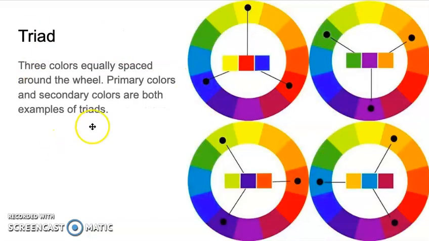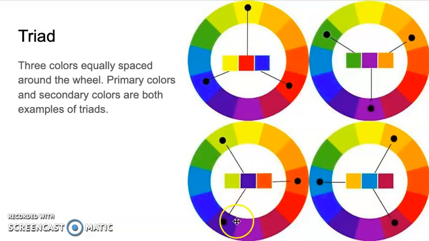Next up, we're going to talk about triads. Triads are 3 colors equally spaced around the color wheel. Primary colors are an example of a triad, secondary colors are an example of a triad, and then there's some more random combinations in between that don't have a name other than being a triadic color scheme.